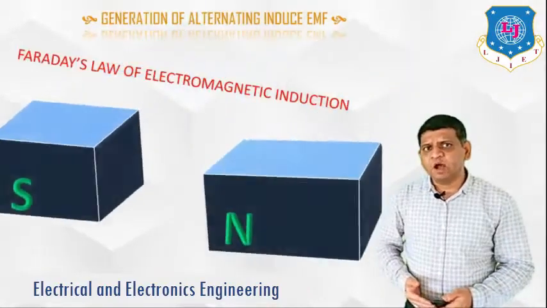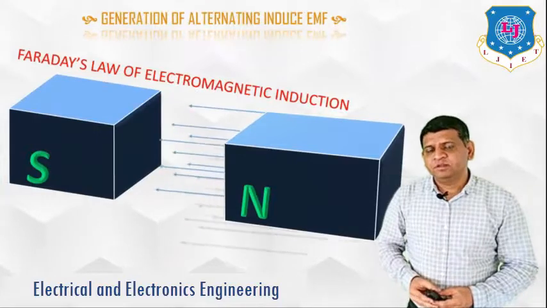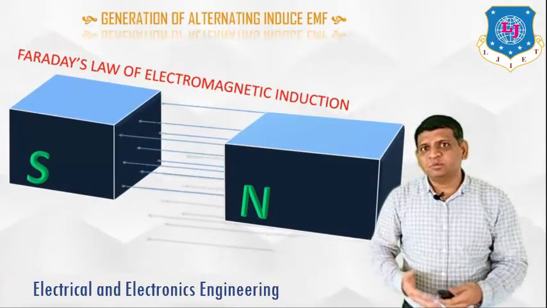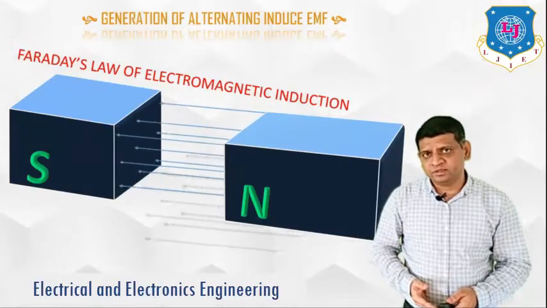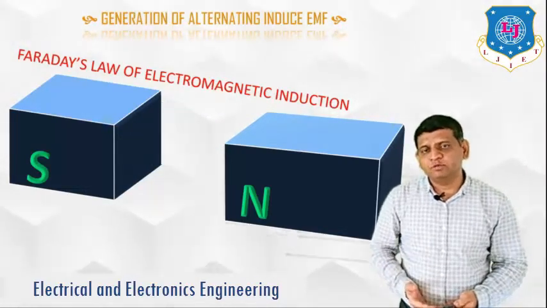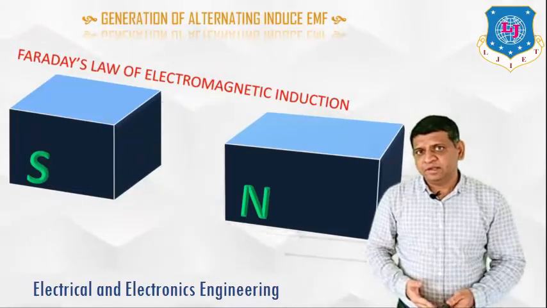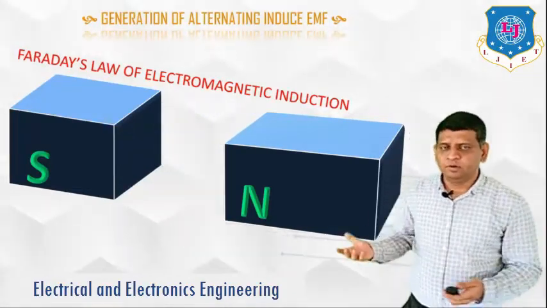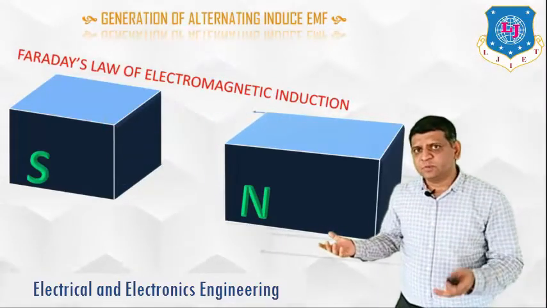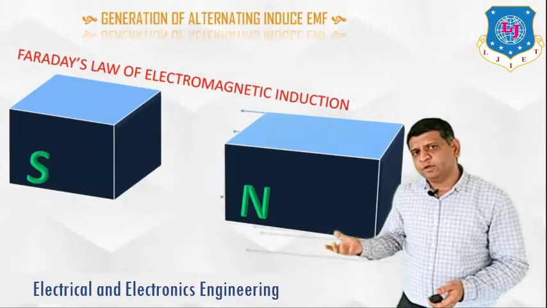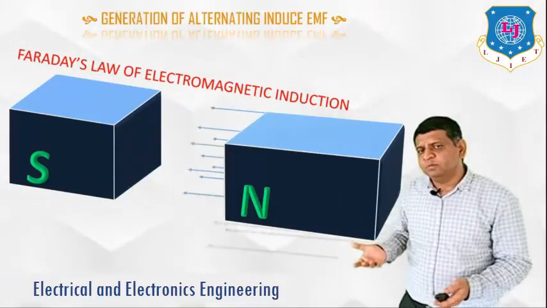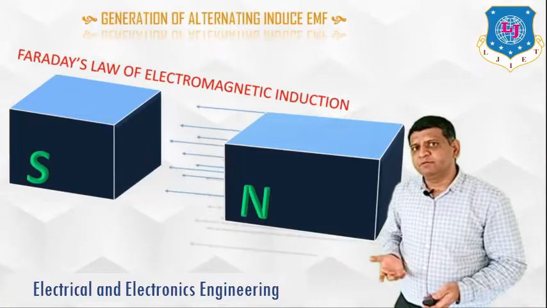Now you can check here how we can generate this alternating induced EMF. So let's discuss Faraday's law of electromagnetic induction. This is the principle behind the generation of electromotive force, or the generation of an AC signal. There are two magnets connected, and there is a space in between, where if you make this arrangement, one is an N pole and the other is an S pole. So in between there is a production of magnetic flux, right?